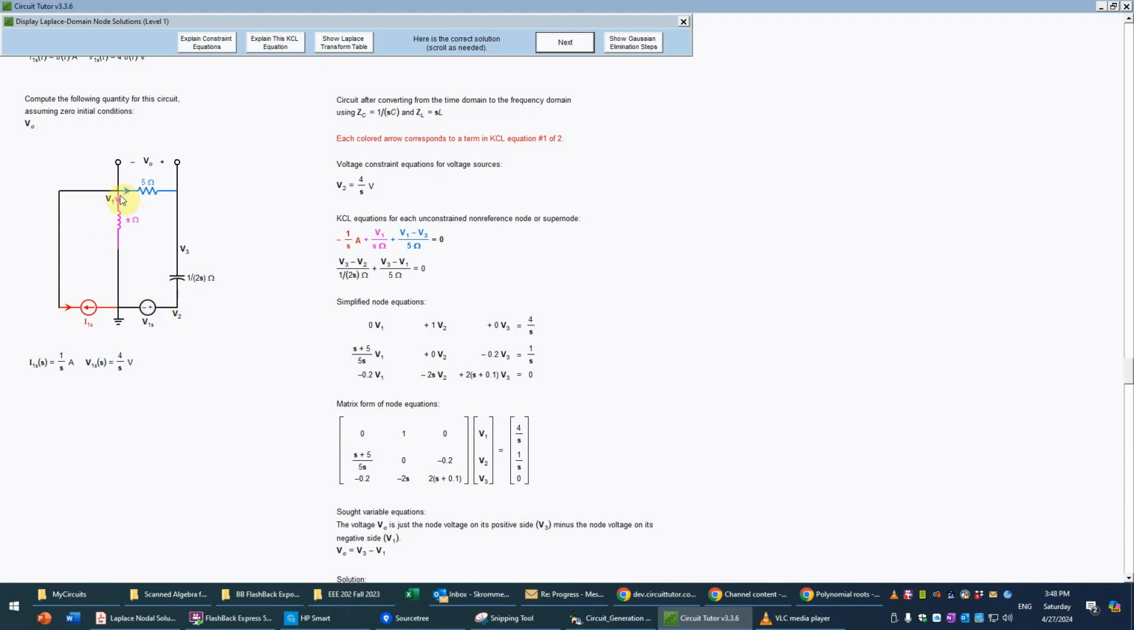So that's shown here. We have the 3 different currents leaving that node. So the current through the source here is the negative of that source value. Since that's 1 over S, that's minus 1 over S amps. Then through the inductive impedance, it's V1 minus 0, or just V1 over S, the second term, in the magenta. And then the third one is V1 minus V3 divided by the 5 ohm impedance, and that has to be equal to 0.